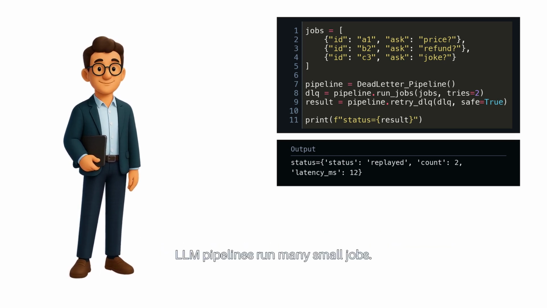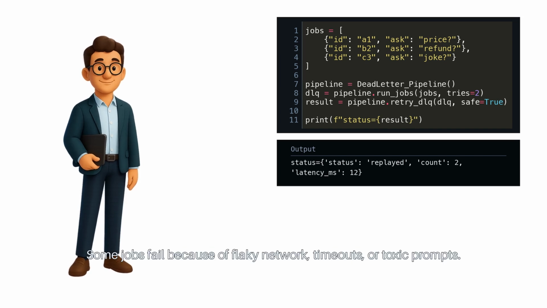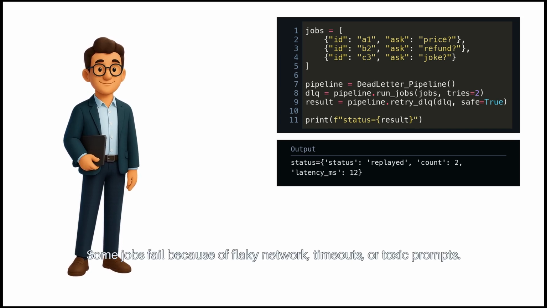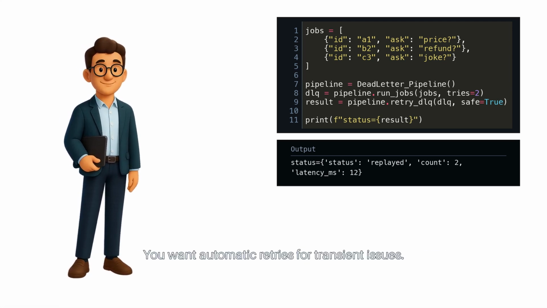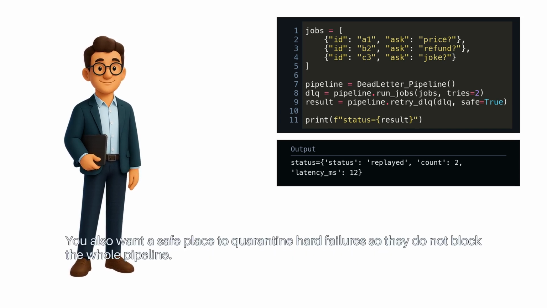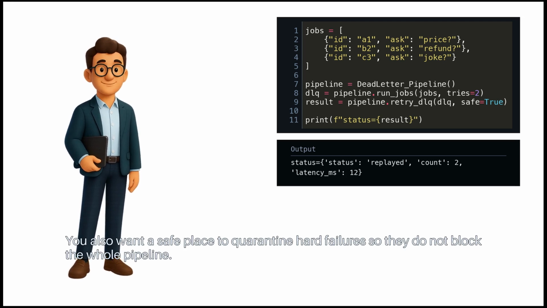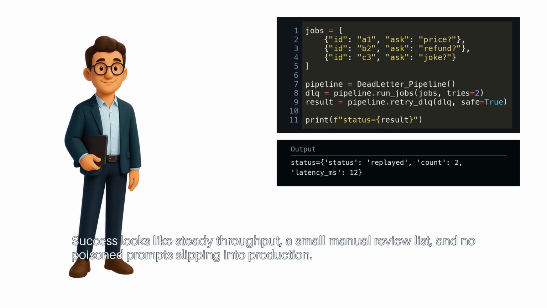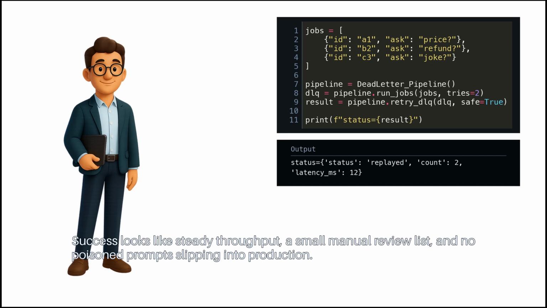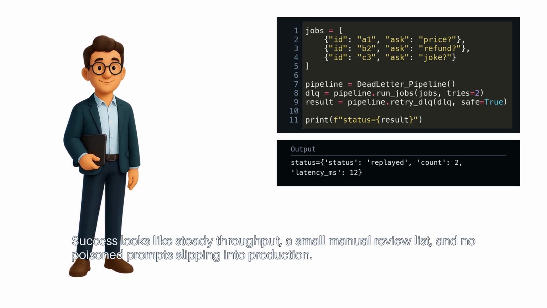LLM pipelines run many small jobs. Some jobs fail because of flaky network, timeouts, or toxic prompts. You want automatic retries for transient issues. You also want a safe place to quarantine hard failures, so they do not block the whole pipeline. Success looks like steady throughput, a small manual review list, and no poisoned prompts slipping into production.